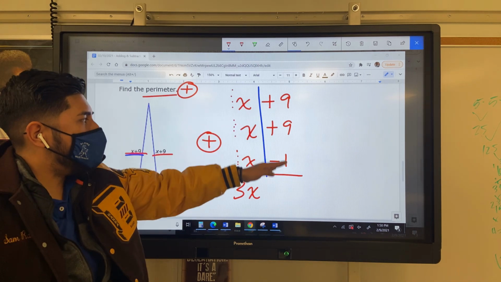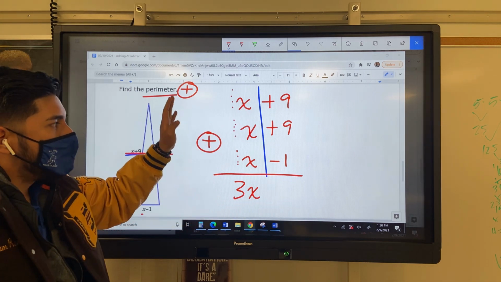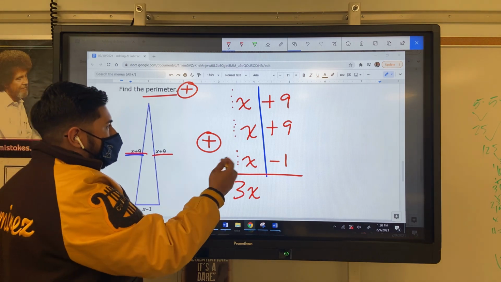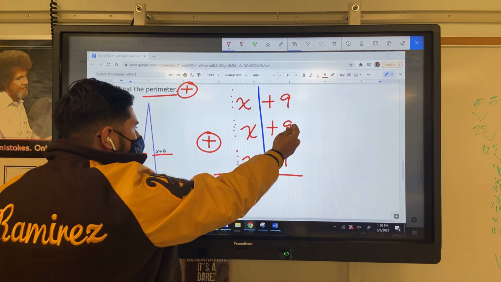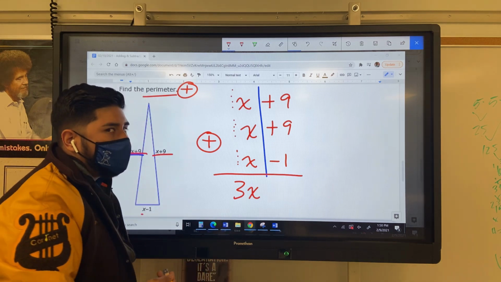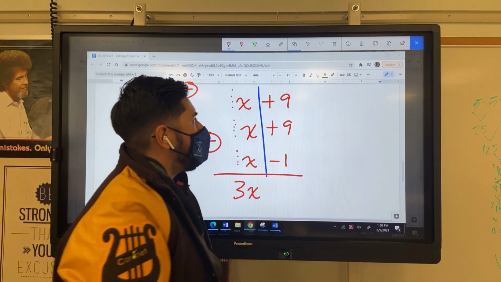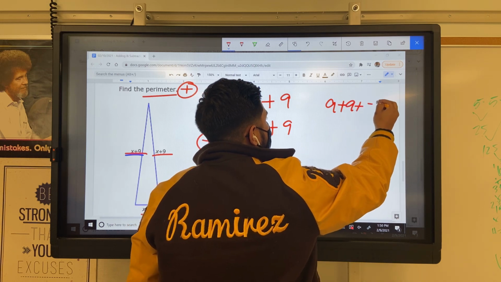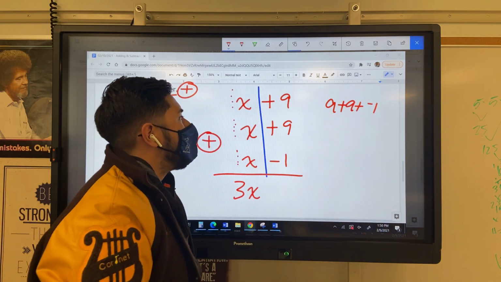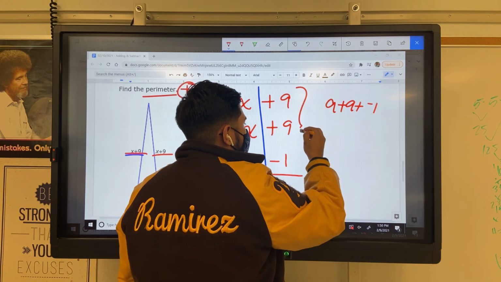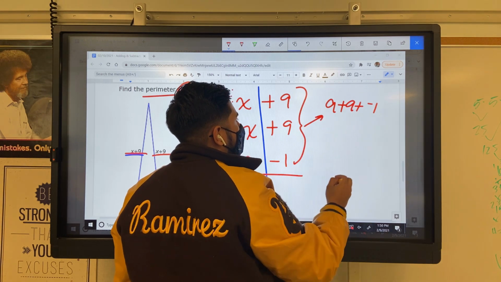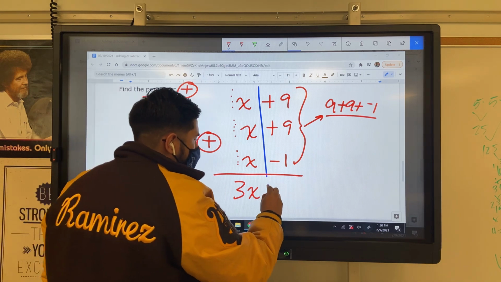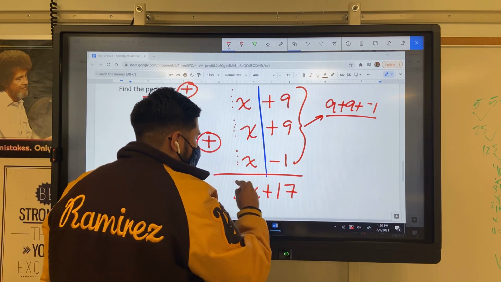Right here, since we do have 3 numbers, it's okay. You can put it all together in the calculator. If I were you, I wouldn't mind at all. Put 9 plus 9 plus negative 1. Looks something like this. 9 plus 9 plus negative 1. You should get a positive 17.